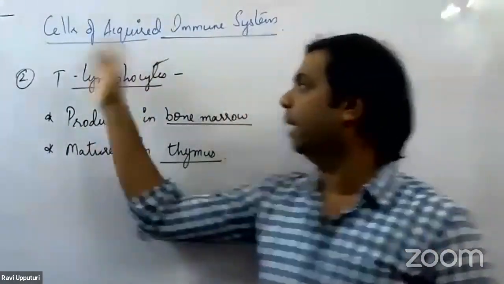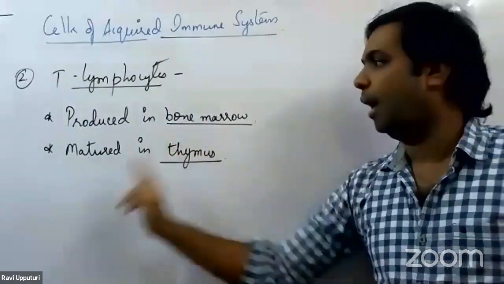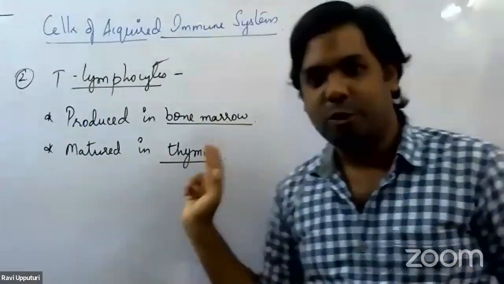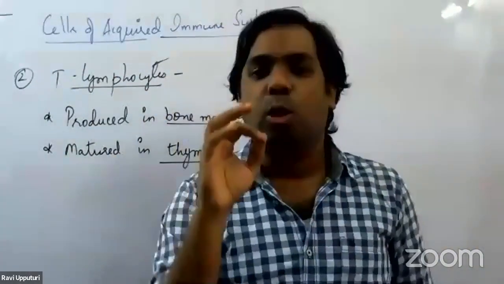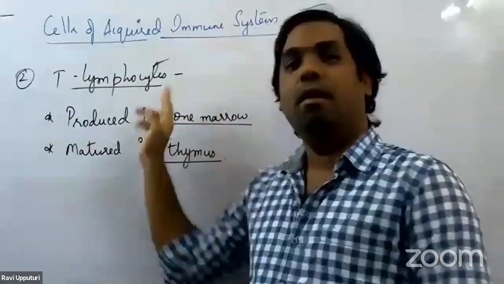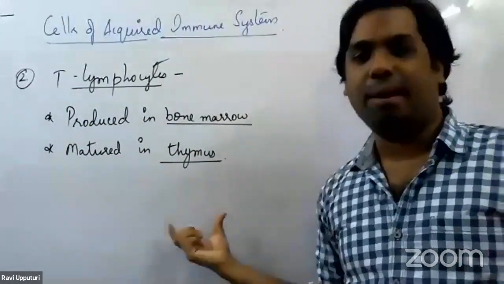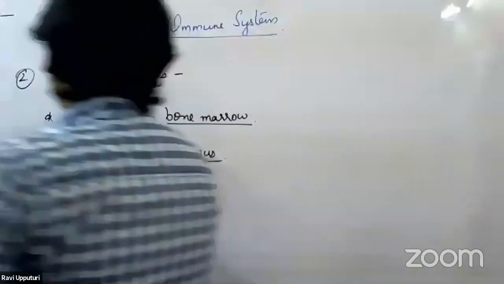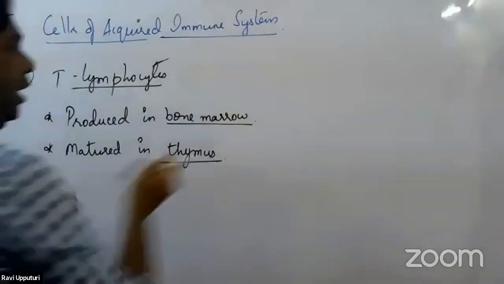Okay, getting back to our topic. T lymphocytes are produced in the bone marrow and they are matured in the thymus. They are formed from the hematopoietic stem cells from the red bone marrow, and for the process of maturation, they move to the thymus. Now, we have two types of T lymphocytes. Two different types of T lymphocytes have been identified.